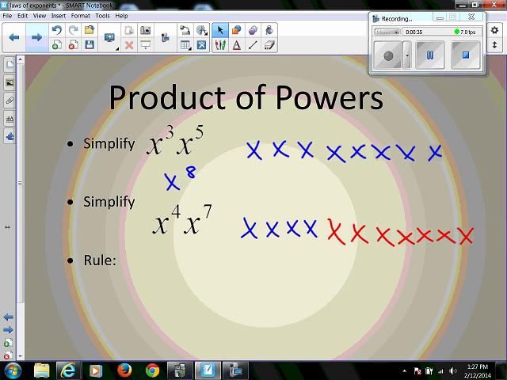How many x's do we have? We have 11, x to the 11th. Do we see if there's a pattern? Yes, there is. What's the rule? That we add the exponents.